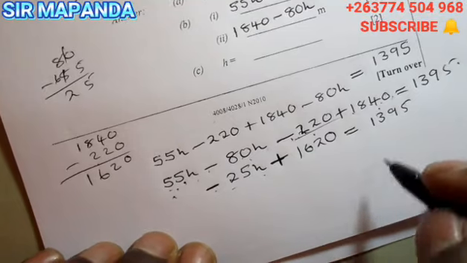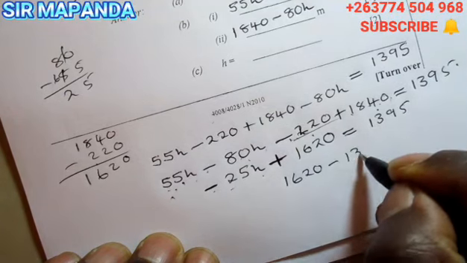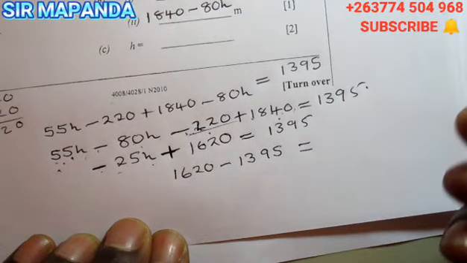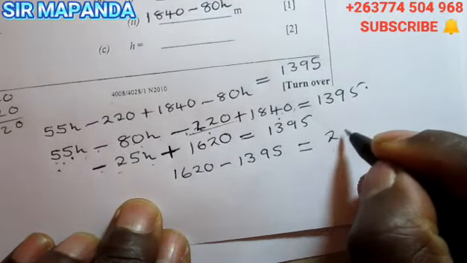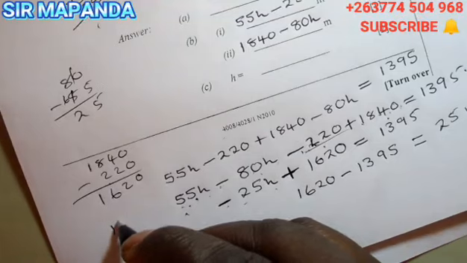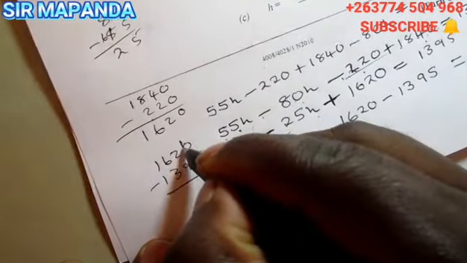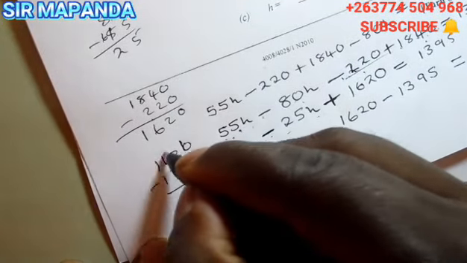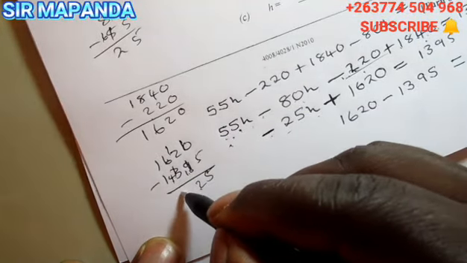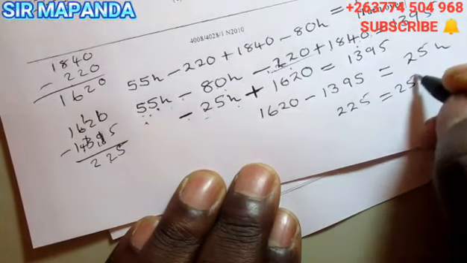Right. So I'm now collecting what? Like terms. So 1620 is a like term with minus 3095. Moving 3095 to the left side, it becomes a negative number. Then you move 25H to the right hand side, it becomes a positive number. I hope you are listening. So what is 1620 minus 1395? Right? You get what? 12 minus 10, 2, 6 minus 4, 2. It's 225. So you have 225 equals 25H.